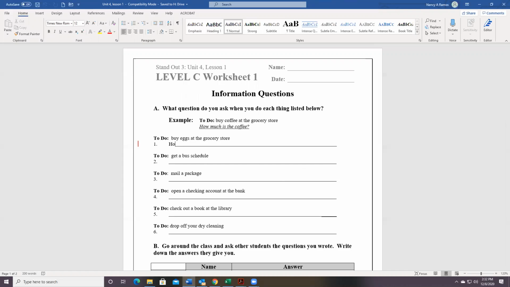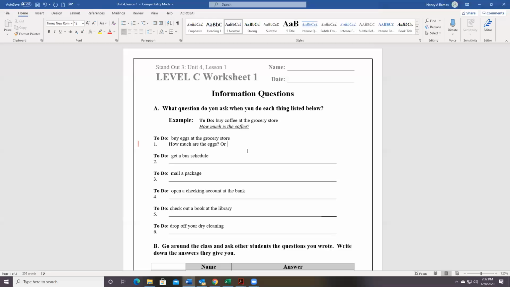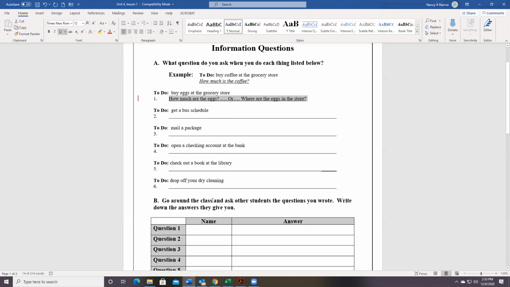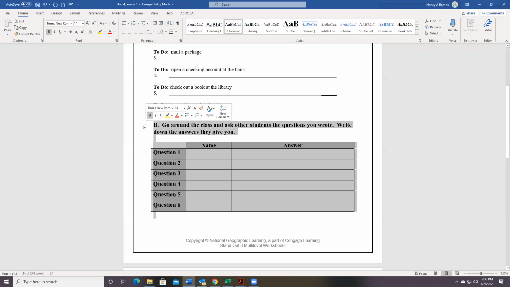How much is, not how much is, how much are the eggs? You can have another sentence. You can have something like, or where are the eggs? Okay, that's an example. Okay, so you're going to finish these. You are not going to do this part. Okay, because you're not in the classroom, so you can't really do that one.